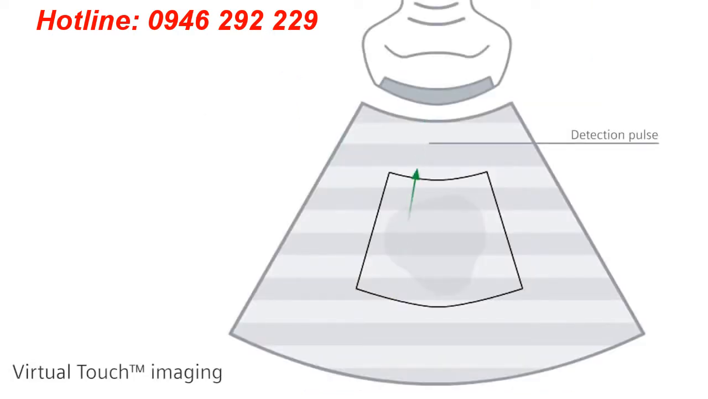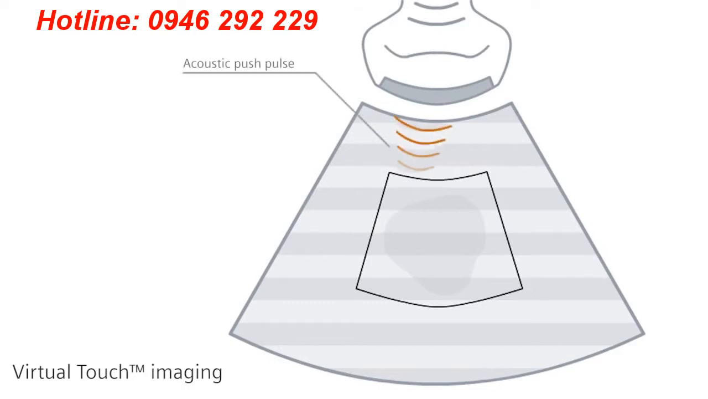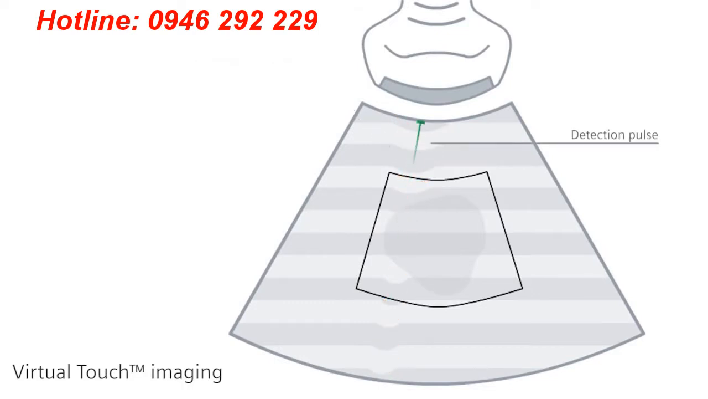The second form of elastography is virtual touch imaging, which electronically compresses the tissue by using a transducer with the help of a strong sound impulse, and due to the different stiffness of tissue, it will be displayed either in black and white or in color.